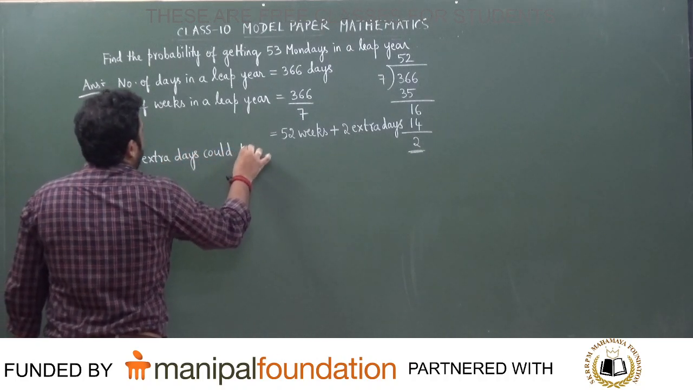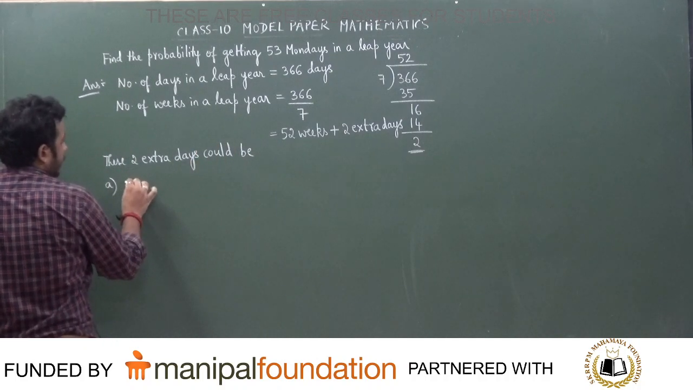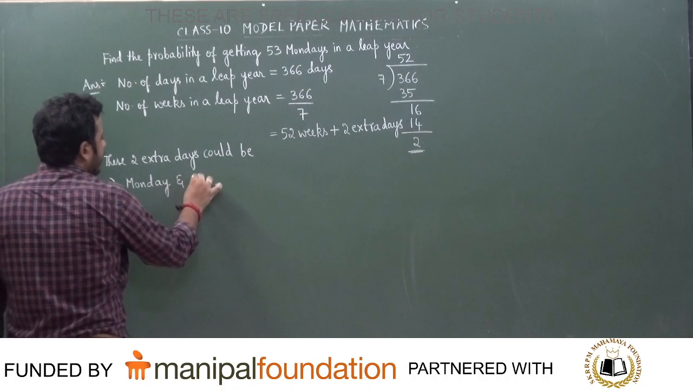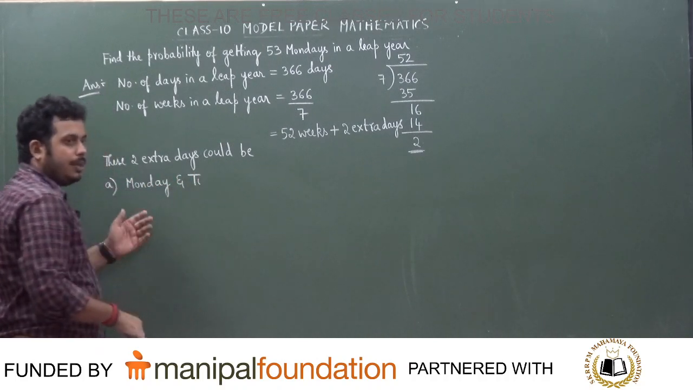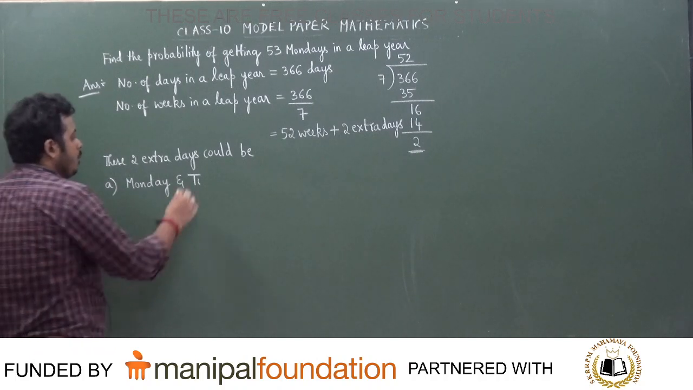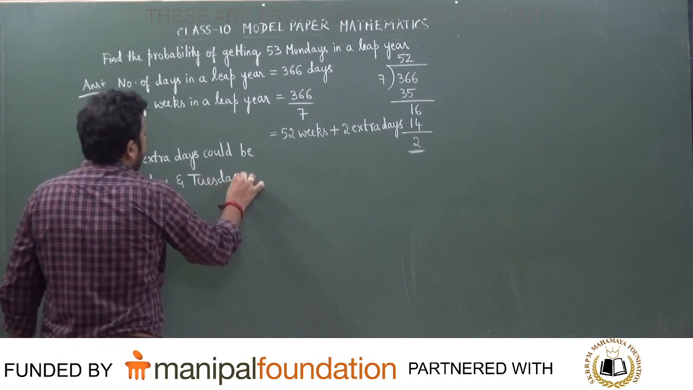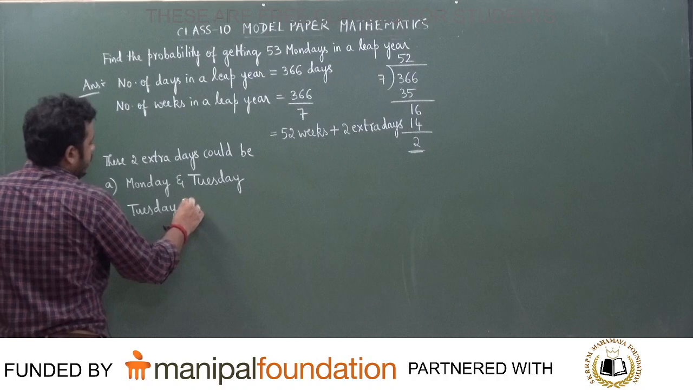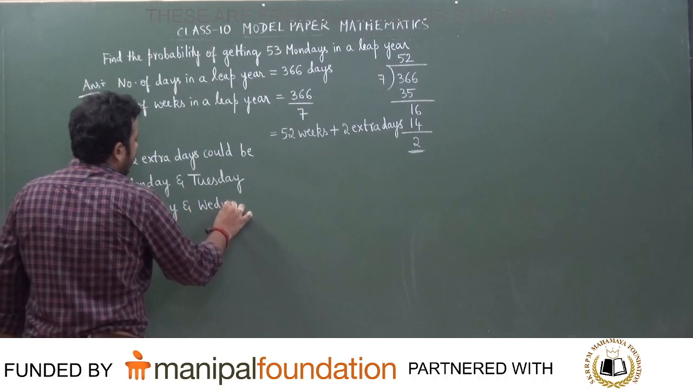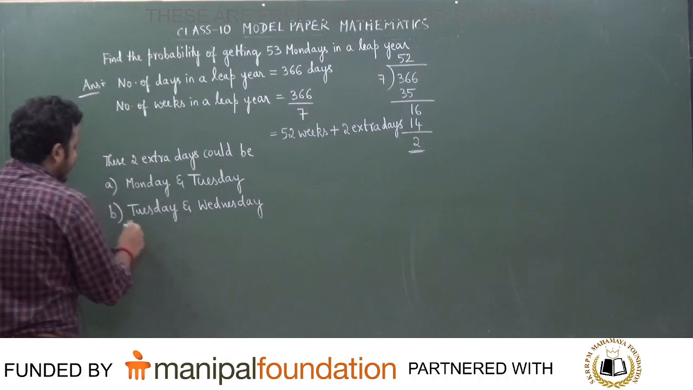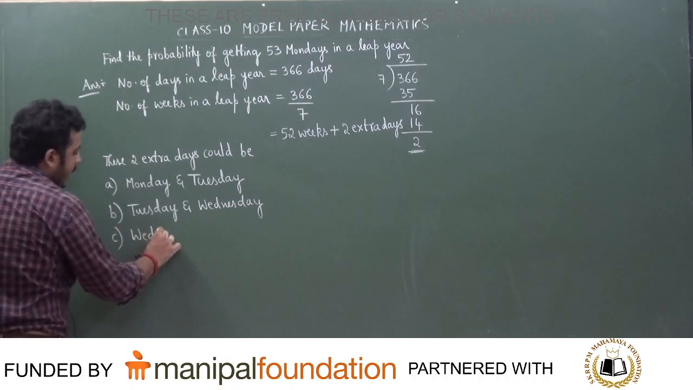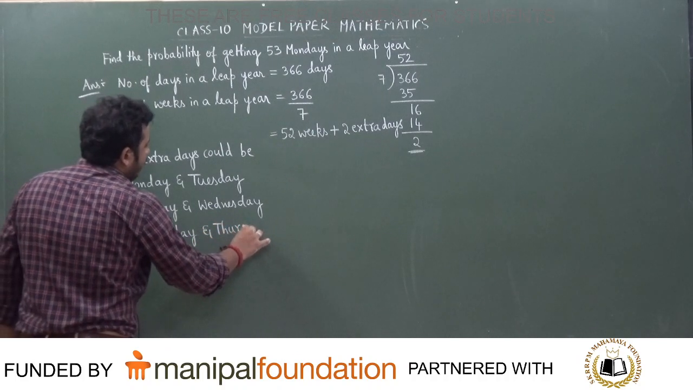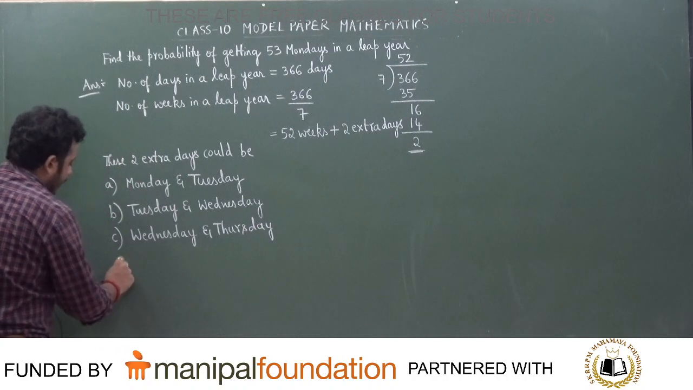Tell me, these 2 extra days could be, first case, if today is Monday, then definitely the next day should be Tuesday only, right? If today is Monday, can tomorrow be Saturday? Not possible, right? So Monday and Tuesday. If today is Tuesday, tomorrow will be Wednesday, correct or not? Tuesday and Wednesday. Similarly, Wednesday and Thursday. Similarly, Thursday and Friday. Friday and Saturday.